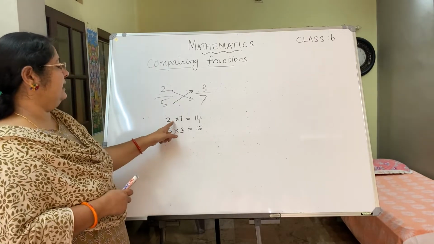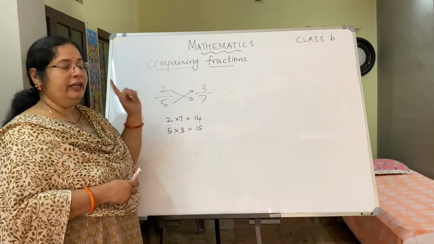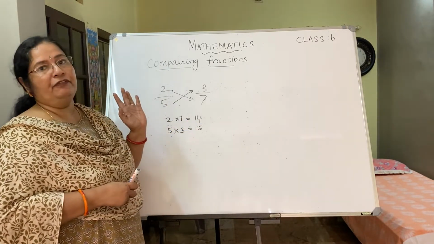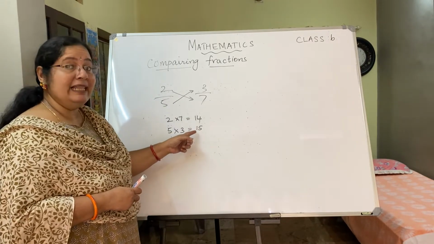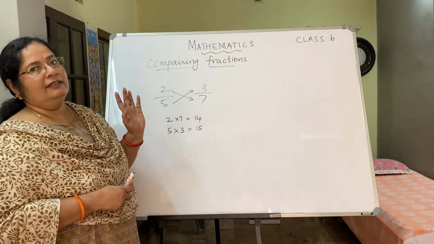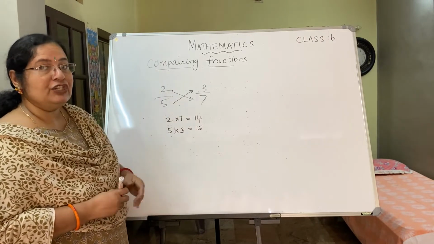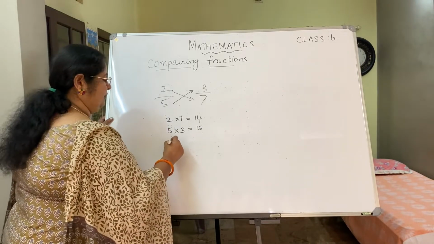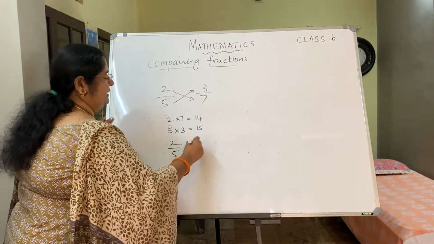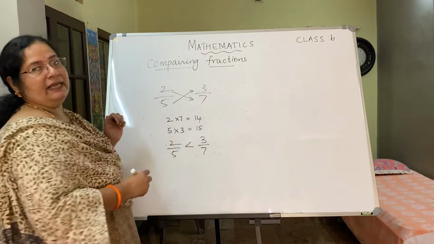Now let us see here. The first cross product is 14. The second cross product is 15. So the first cross product is less than the second cross product. So the first fraction will be less than the second fraction. So 2 by 5 is less than 3 by 7.